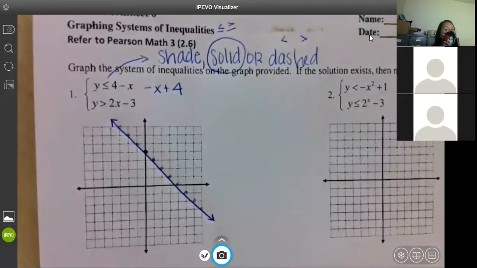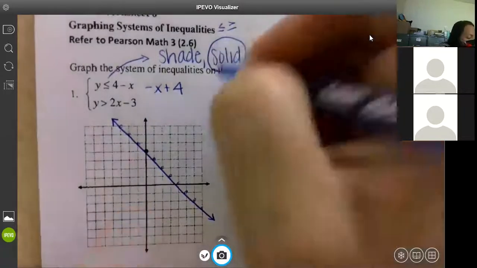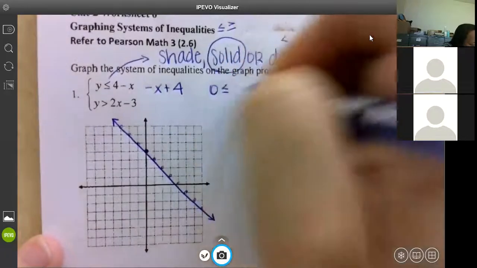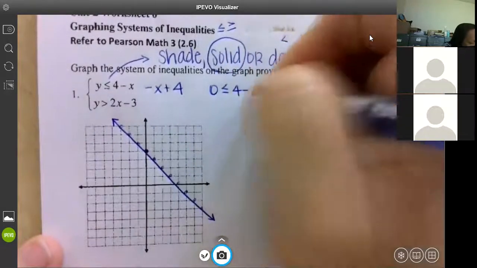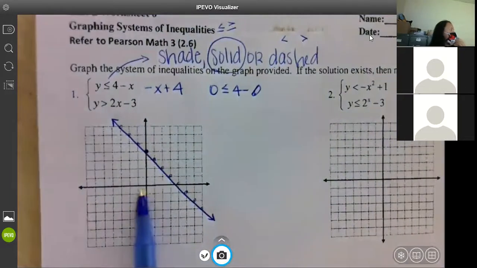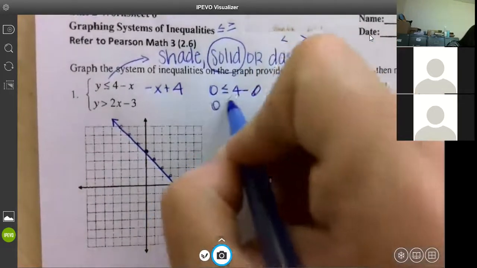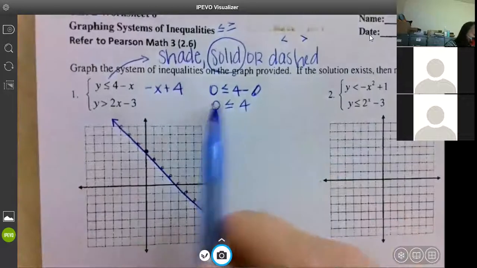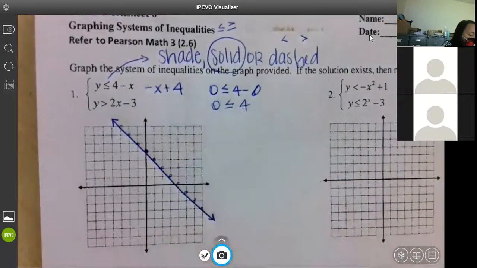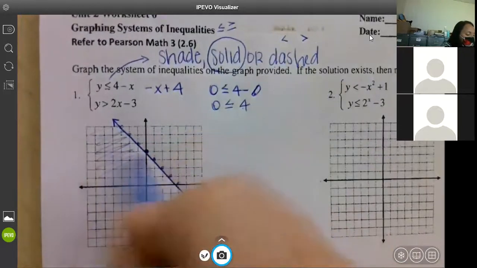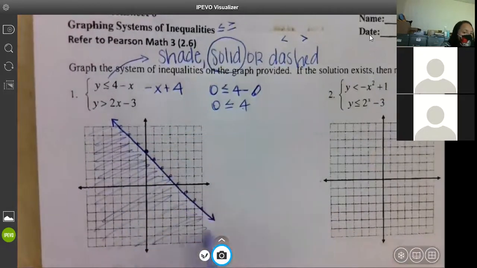And then if we want to know where to shade it, I always tell people to plug in 0, 0 to be 100% sure. The reason I chose 0, 0 is because it's not on the line, and it's the easiest point to plug in. So what's 4 minus 0? 4. Is 0 less than or equal to 4? Yes. So you shade where 0, 0 is, and do a light shade because we're going to do a second shade as well.